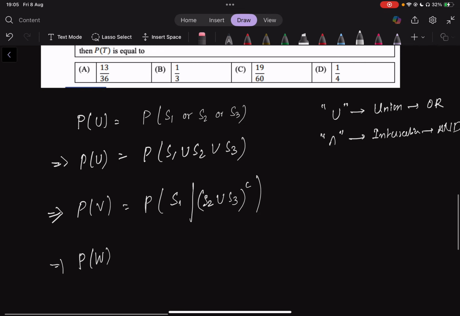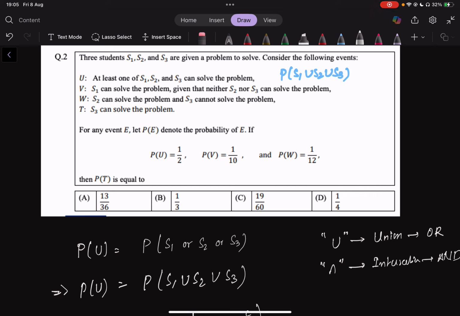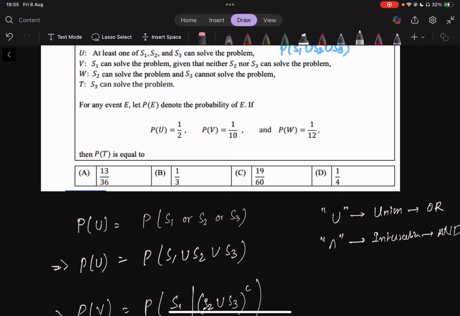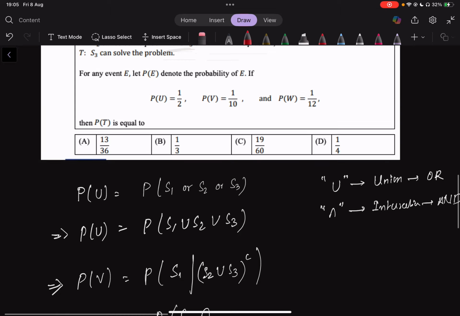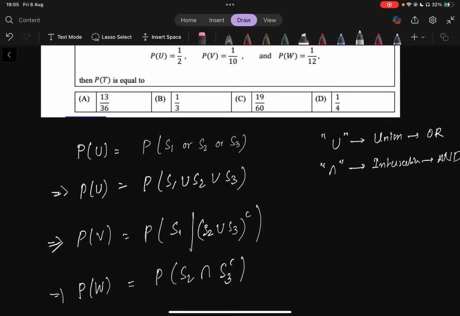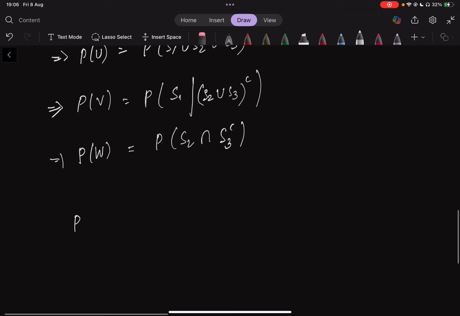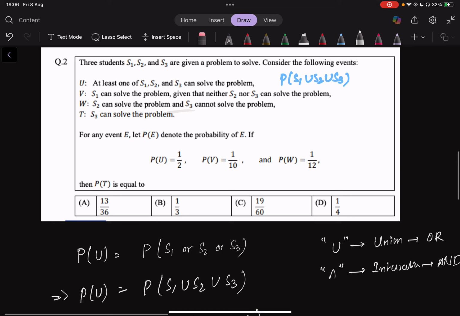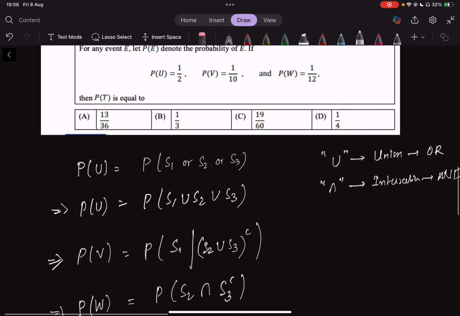The probability of event W is that S2 can solve the problem and S3 cannot solve the problem. Whenever I have an AND condition, I use the intersection. So S2 can solve the problem, and S3 cannot solve the problem, so it is S3 complement. Basically we were given these three values: the probability of S1 union S2 union S3 is half, the probability of S1 union S2 union S3 whole complement is 1 by 10, and the probability of S2 intersection S3 complement is 1 by 12. So the probability of U is half, the probability of V is 1 by 10, and the probability of W is 1 by 12.